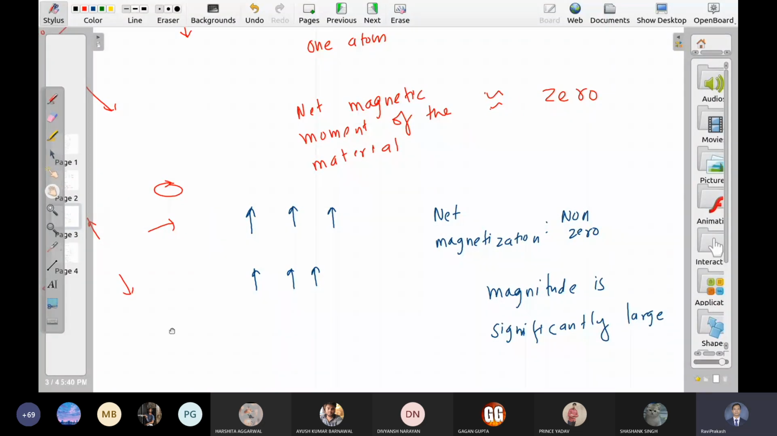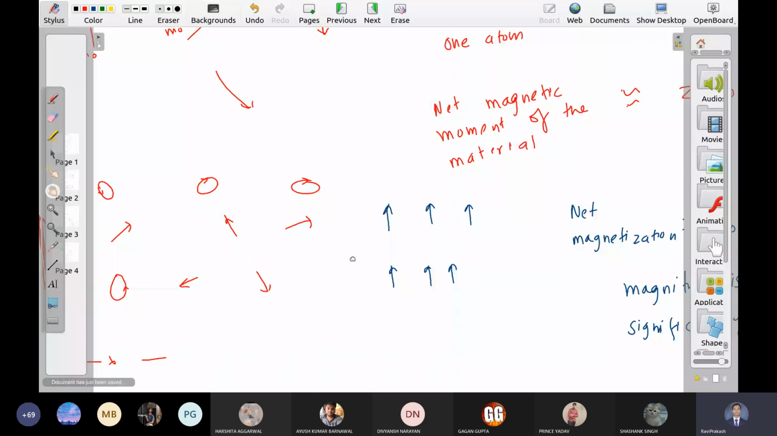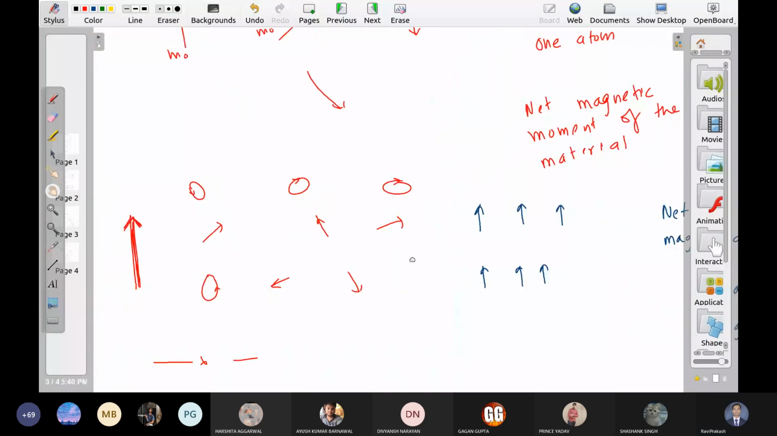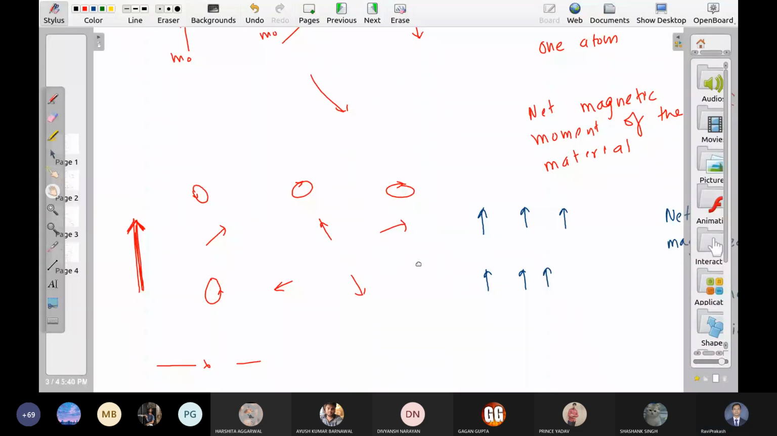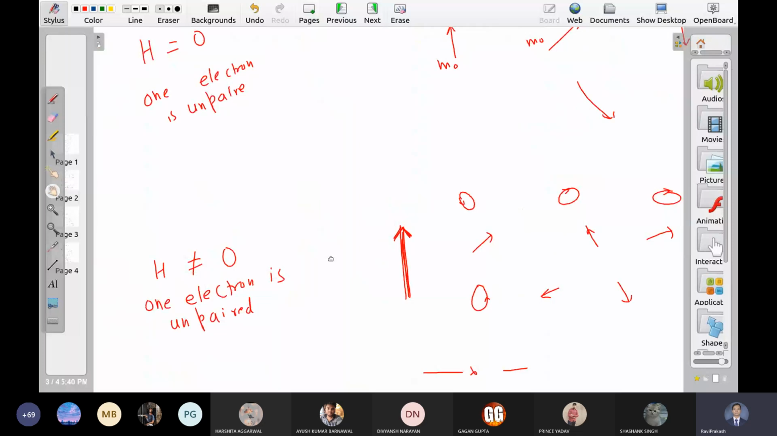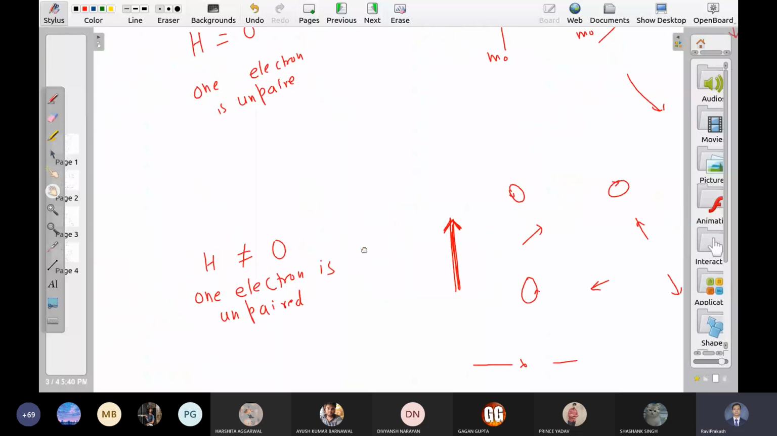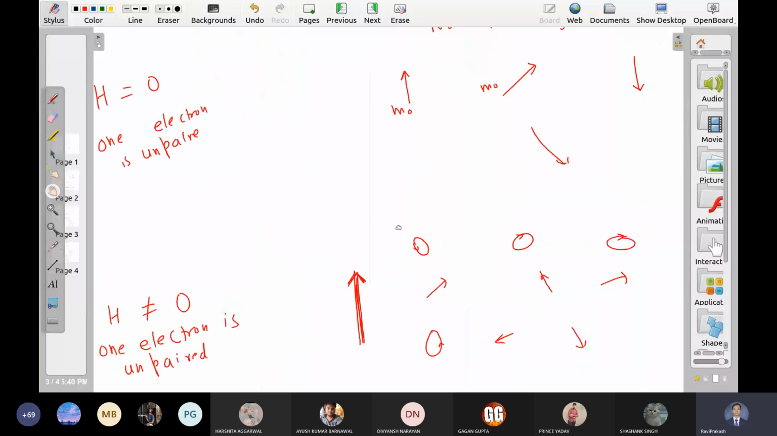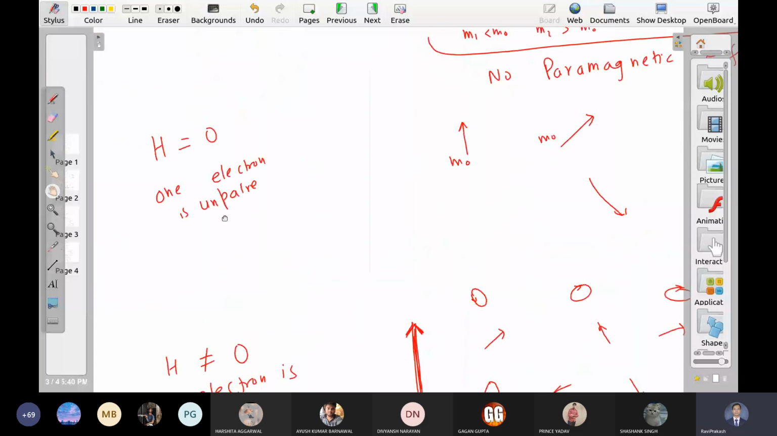So two things are clear. Paramagnetic effects are much stronger than diamagnetic. The magnetization of paramagnetic materials is much greater than diamagnetic. And second, only those materials show paramagnetic effect which have unpaired electrons. Materials that have unpaired electrons can show the paramagnetic effect. Those that do not have unpaired electrons usually do not show any paramagnetic effect.